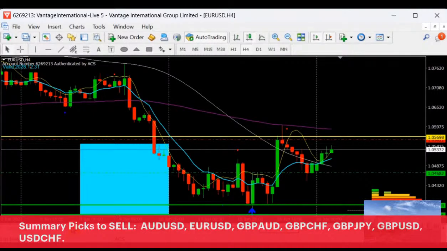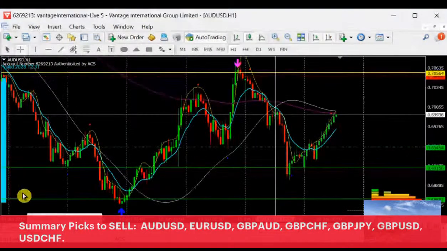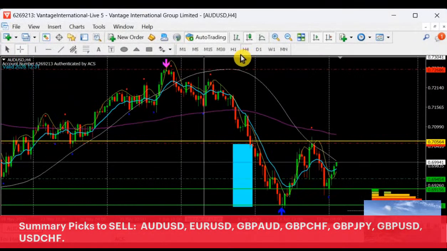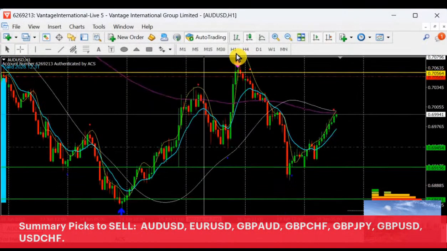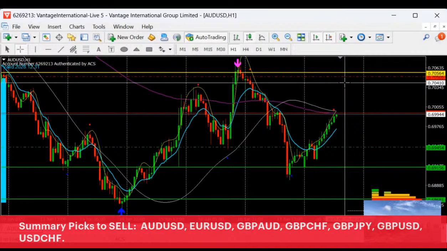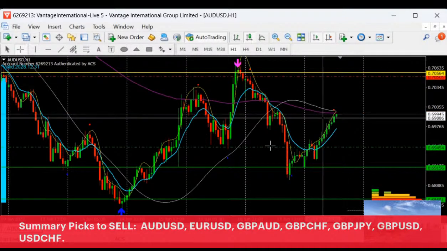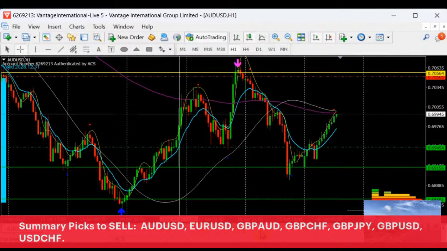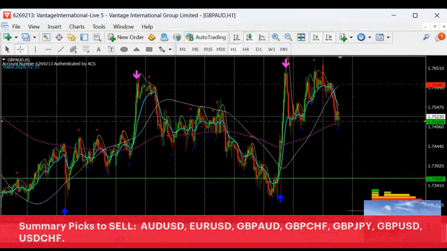So next to go, Aussie dollar. Not yet. Still waiting for it to reach my level here, still a long way to go. Aussie dollar, not yet. All right, so that's about all, guys. Today we don't have anything here.